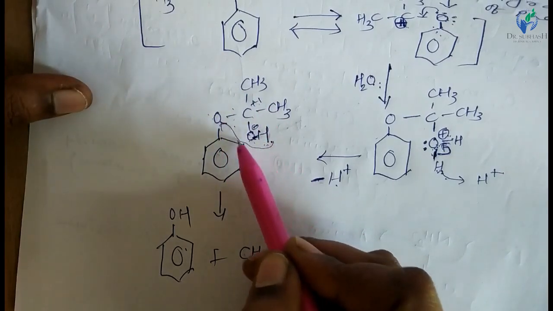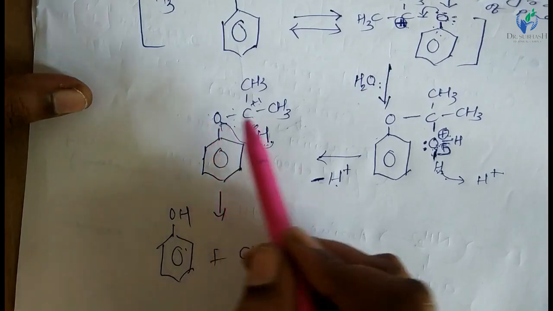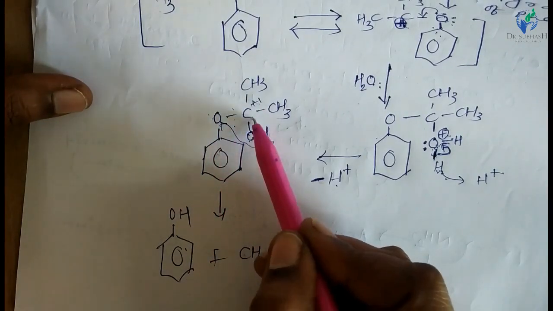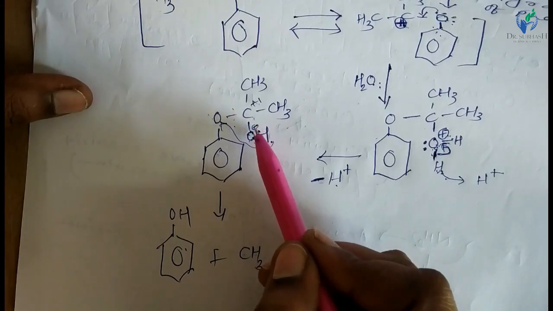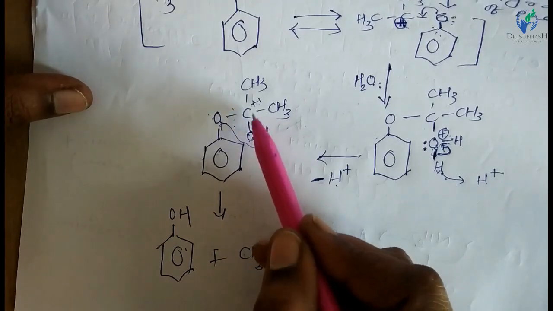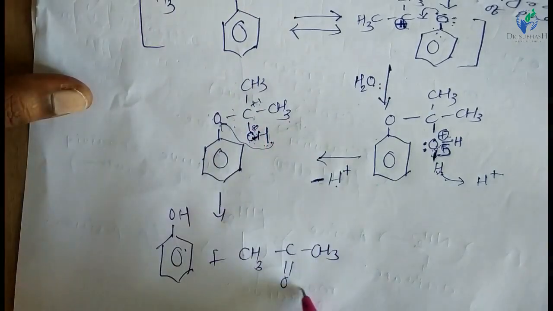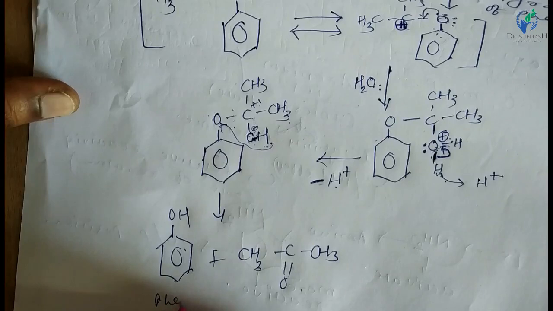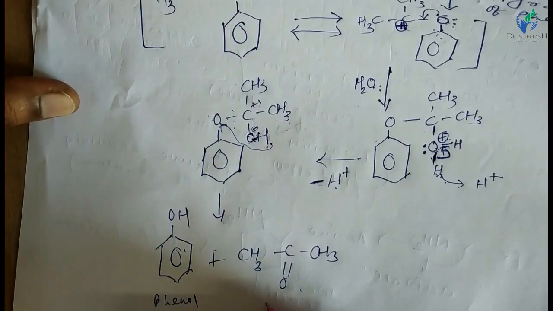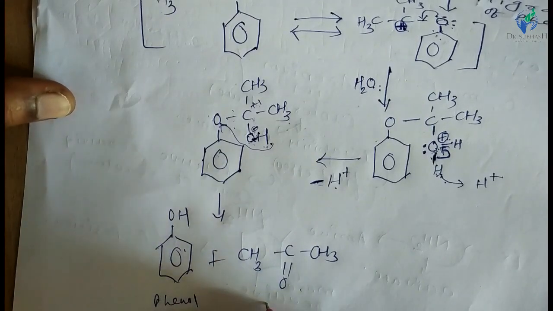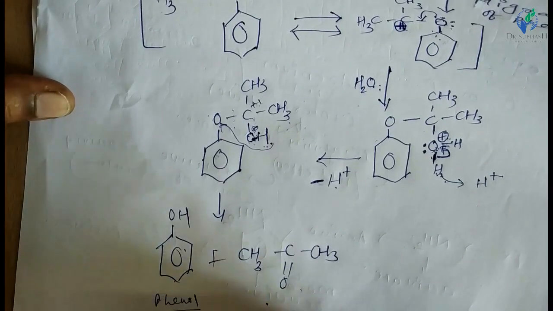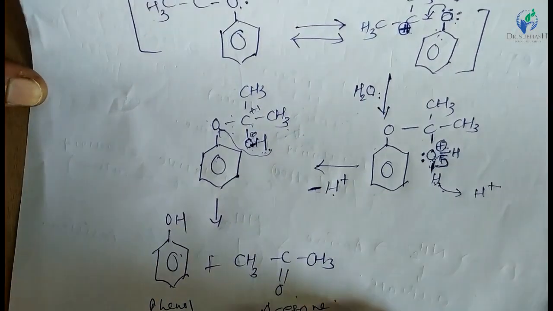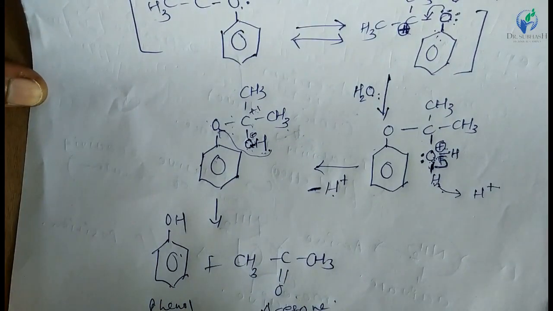That's why H plus attacks this oxygen atom, and the positively charged carbon and negatively charged oxygen form the pi bond between them, right? So that forms the acetone, CH3COCH3, and forms the phenol, right? So this is the process or method used for the synthesis of phenol, right? And the name of this reaction is preparation of phenol from cumene, right?